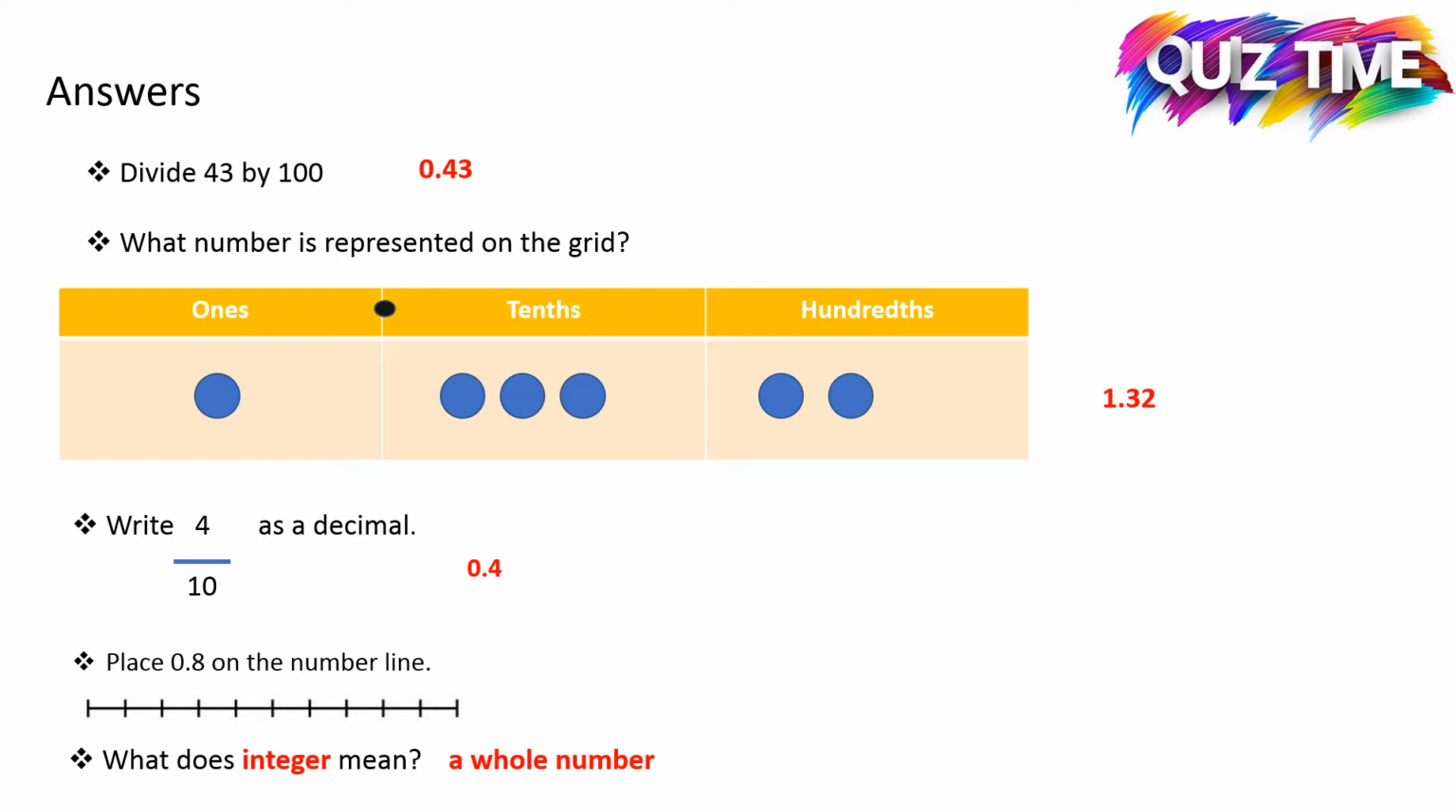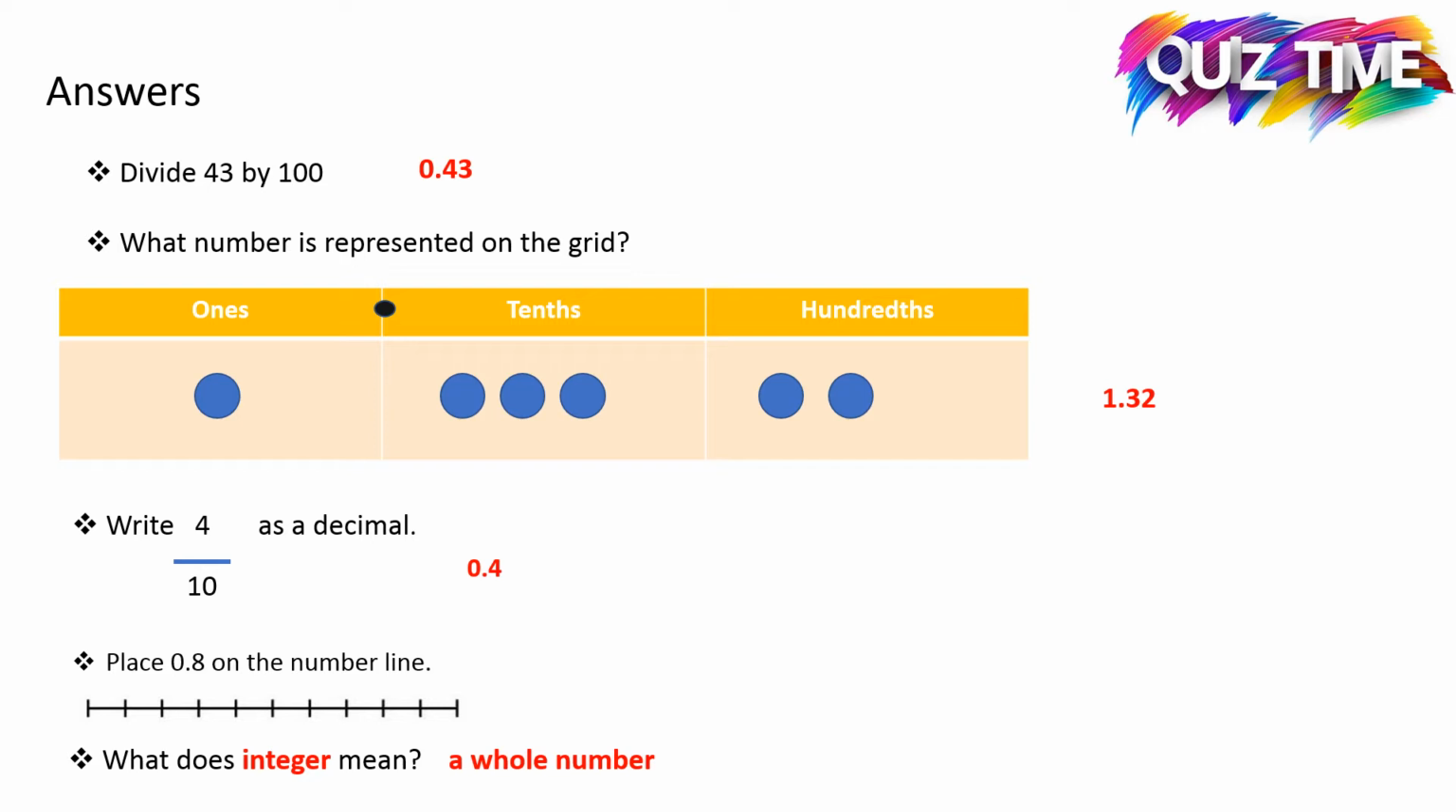43 divided by 100 is 0.43. The number represented on the grid is 1.32. 4/10 as a decimal is 0.4. And 0.8 on the number line. So this number line is divided into 10 equal parts, and the intervals are worth 0.1.